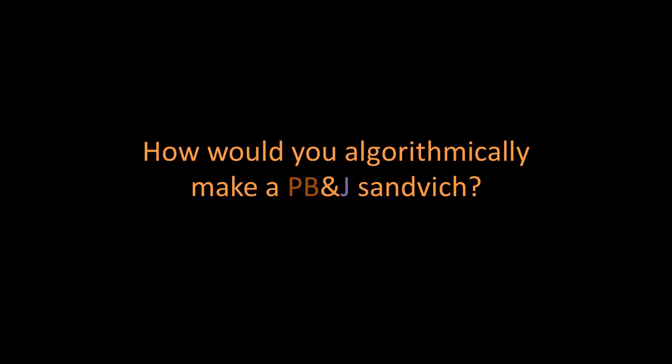How would you algorithmically make a PB&J sandwich? You notice I have PB, peanut butter, in brownish, and J, my favorite jam is blueberry jam, so it's kind of like a purplish blue. Anyways, how would you make a peanut butter and jelly sandwich algorithmically? Well, Nathan, what do you mean?